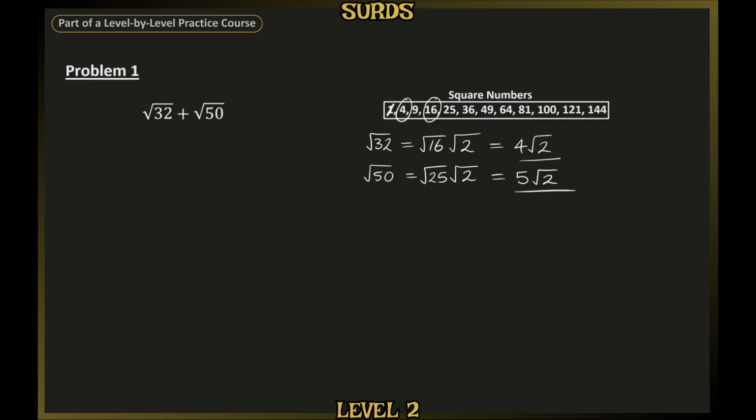So going back to our original sum, the square root of 32 can be written as 4 root 2, and the square root of 50 can be written as 5 root 2. And because 4 plus 5 is 9, 4 root 2 plus 5 root 2 is 9 root 2. And this is our final answer to problem 1.